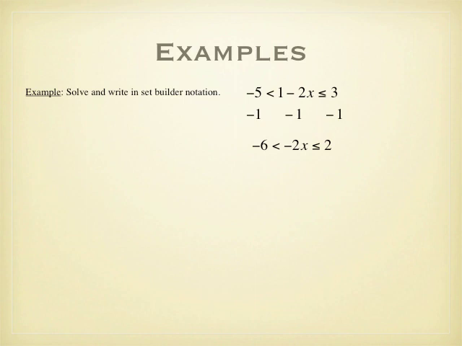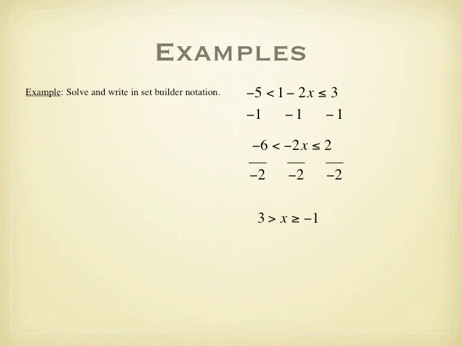I've gotten rid of the 1. Now to get the variable by itself, to get x by itself, I just need to divide by negative 2. If I divide by negative 2 in the middle, I have to divide by negative 2 everywhere. Negative 6 divided by negative 2 is 3. In the middle, negative 2x divided by negative 2 is x. And on the right, 2 divided by negative 2 is negative 1. And remember, I need to switch my inequality signs.